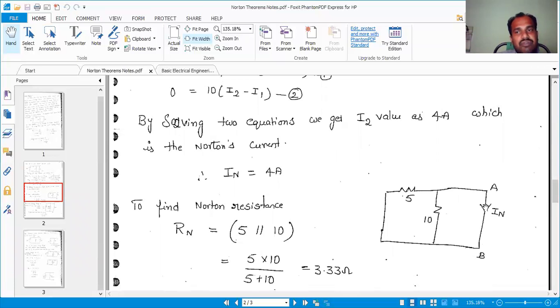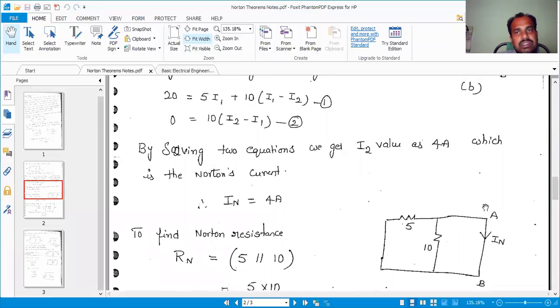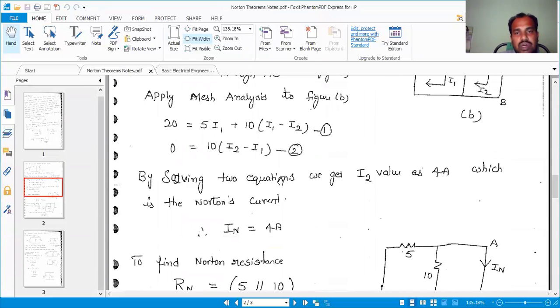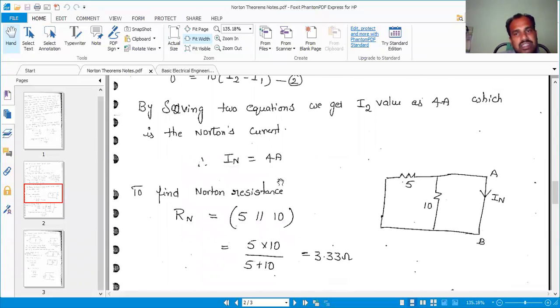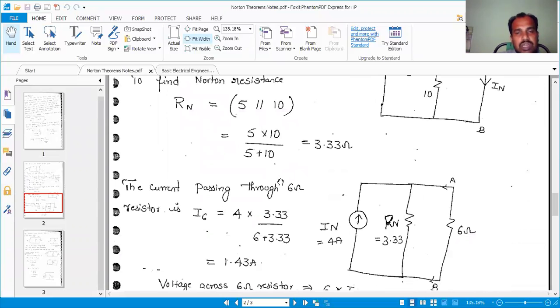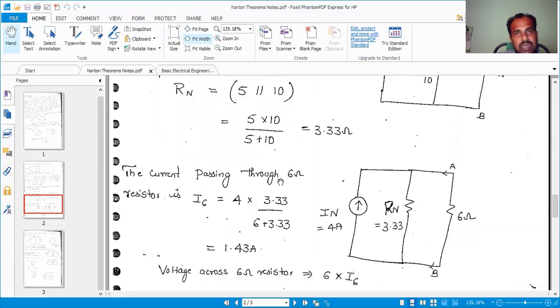Now the Norton resistance. Remove the 6 ohm resistance here, leaving only 5 and 10 ohms. Okay, these two are in parallel, so 5 into 10 by 5 plus 10, and the Norton equivalent resistance value is 3.33 ohms. Okay, now the current passing through the 6 ohm resistor.